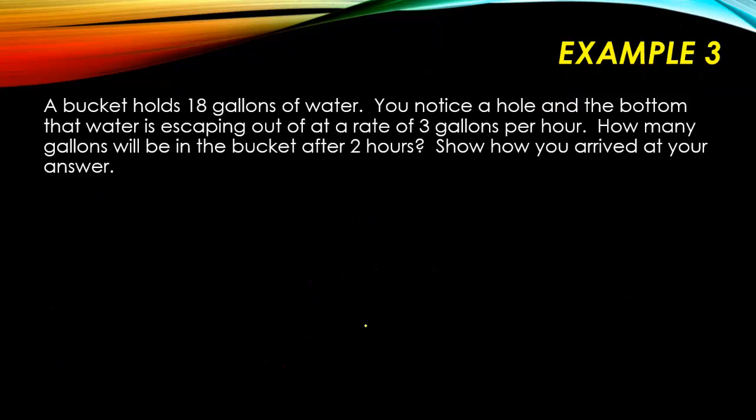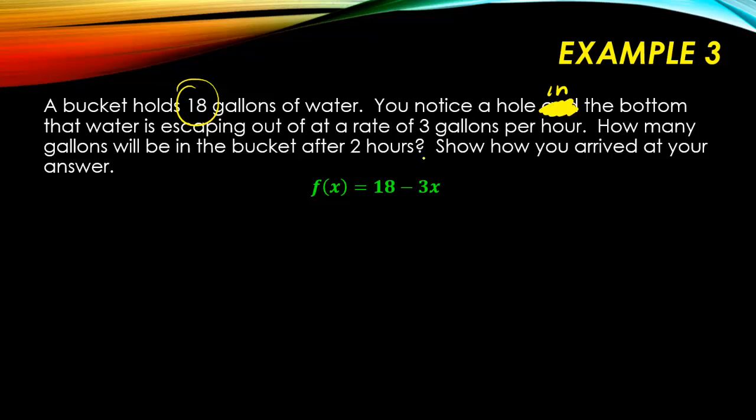So here's an example of that problem. A bucket holds 18 gallons of water. You notice a hole in the bottom that the water is escaping out of at a rate of 3 gallons per hour. How many gallons will be in the bucket after 2 hours? So, again, we're starting off with 18 gallons of water. We're losing water at a rate of 3 gallons per hour. So the 18, that's our constant. That's the thing that's not changing. So that's going to go first. And then the variable would be with the 3.